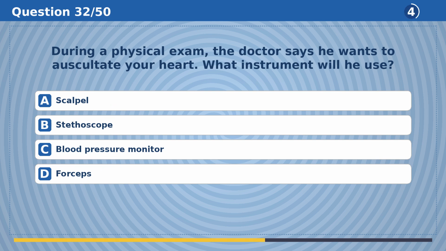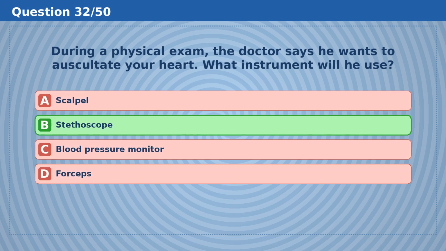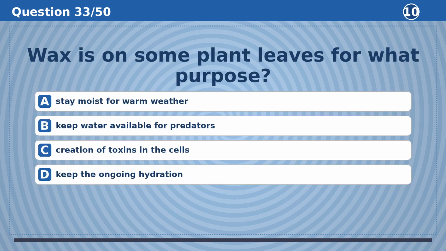During a physical exam, the doctor says he wants to auscultate your heart. What instrument will he use? The answer is B, stethoscope.